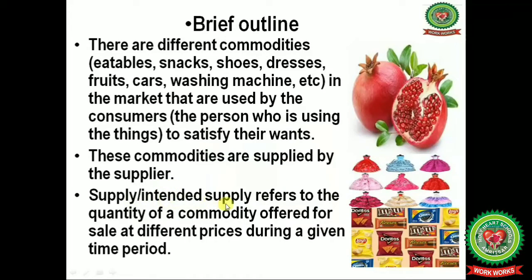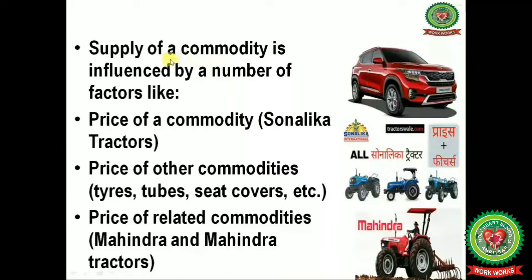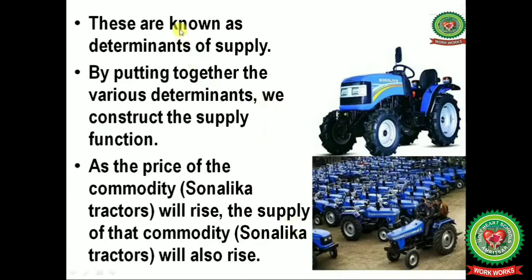Supply or intended supply refers to the quantity of a commodity offered for sale at different prices during a given time period. So supply of a commodity is influenced by a number of factors like price of a commodity, like we have taken Sonalika tractors, and the price of other commodities like tires, tubes, seat covers, etc., and the price of the related commodities, Mahindra and Mahindra tractors. These are known as determinants of supply. By putting together the various determinants, we construct the supply function.